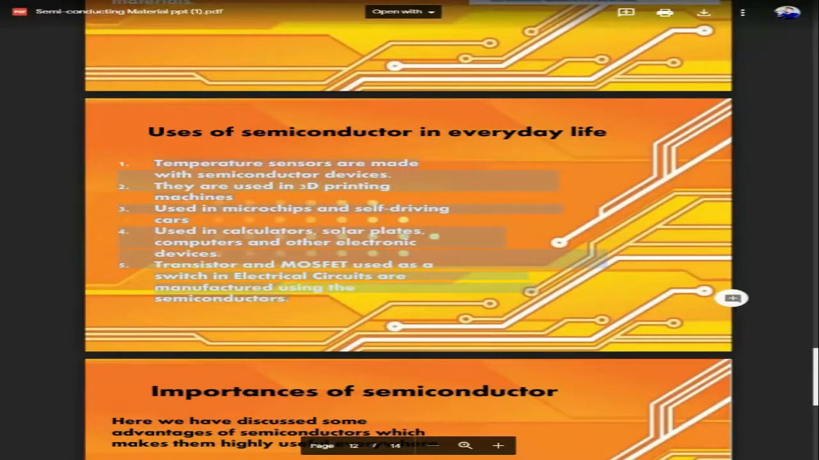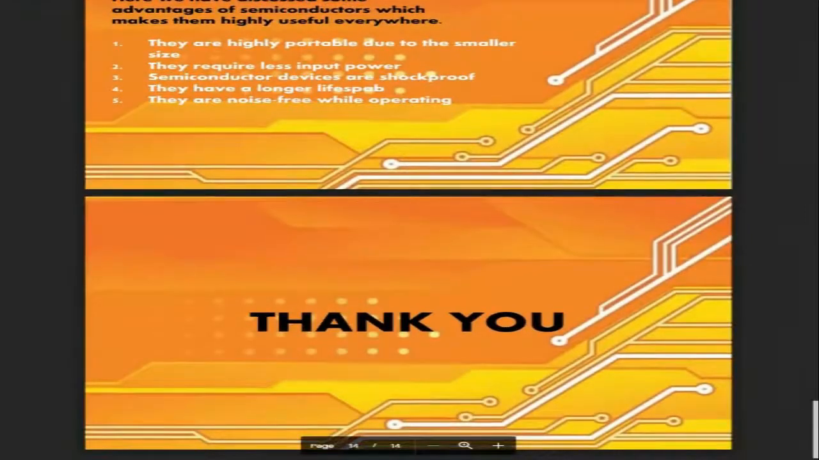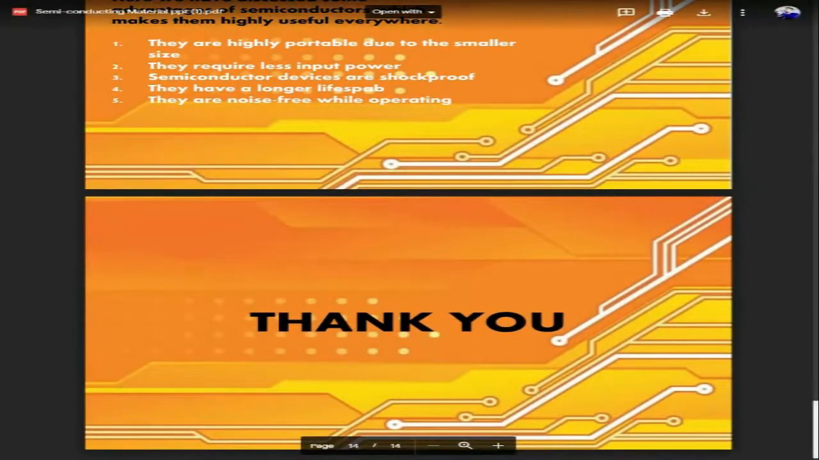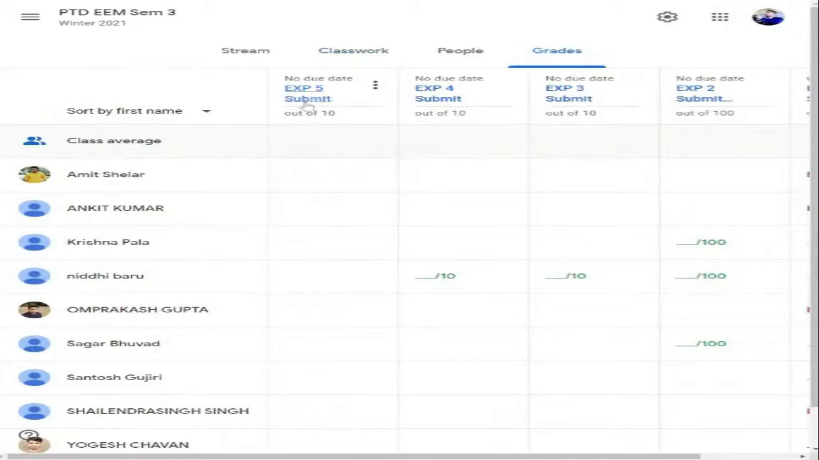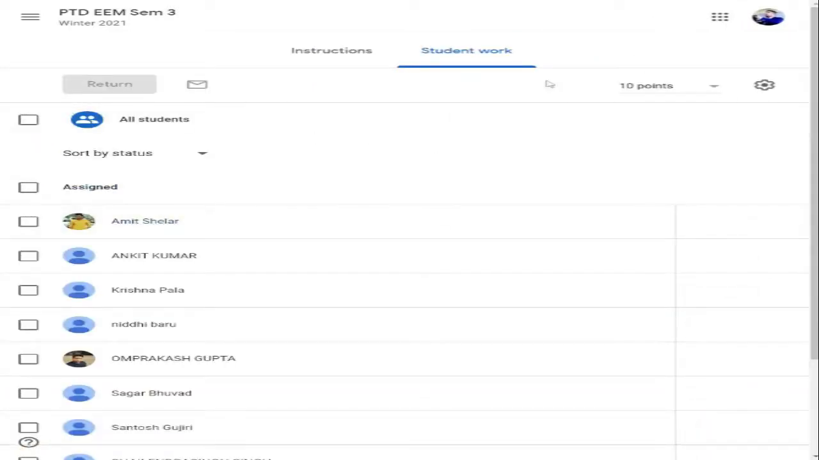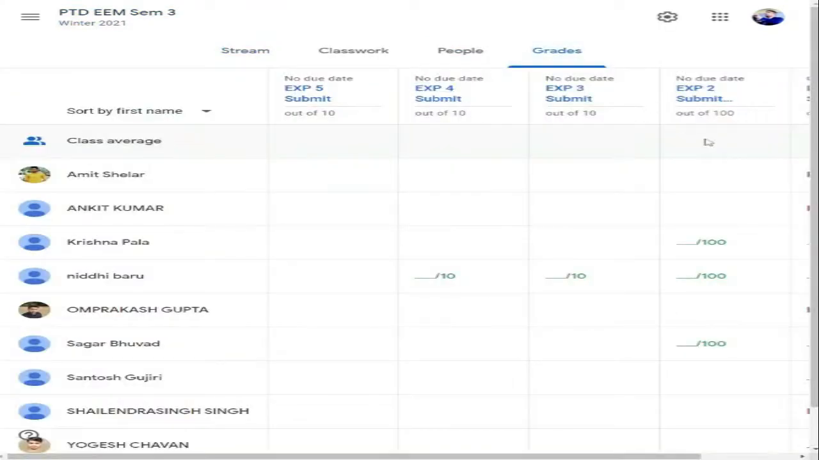I will just post this in the chat box so that you can understand again. We have discussed so many things about the semiconductor. So now you can go through a data sheet of a semiconductor material and write a report on it. Is it clear to everyone up to here? I have posted excerpt number 5 here, and you have to submit it within a week. So next week I need all 5 assignments ready from everyone.